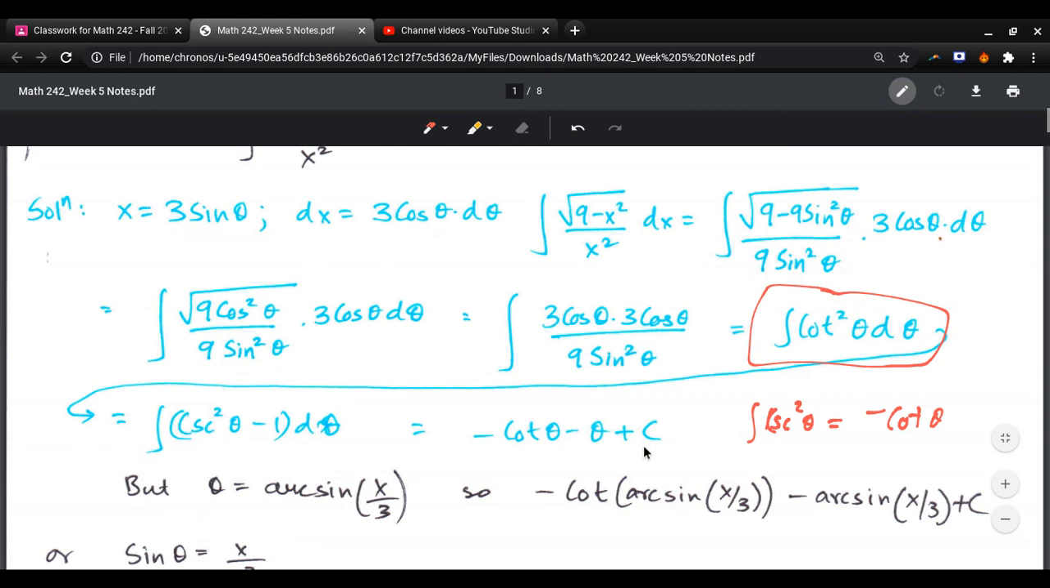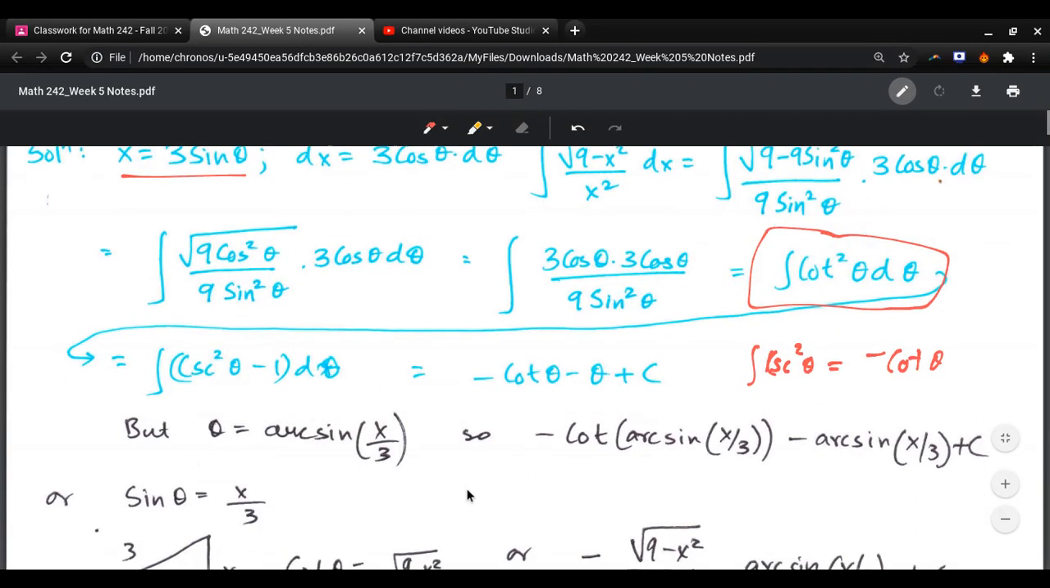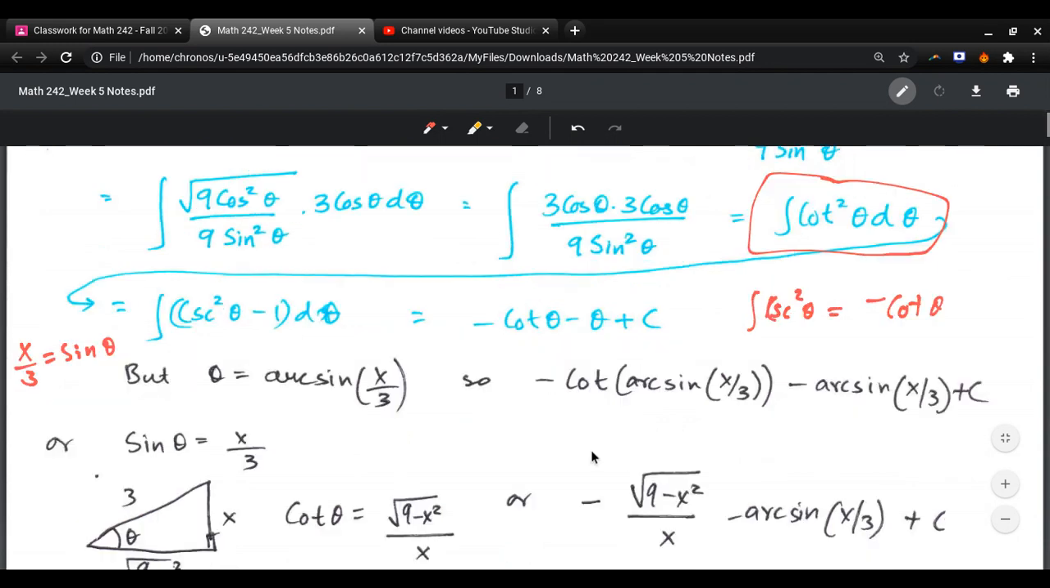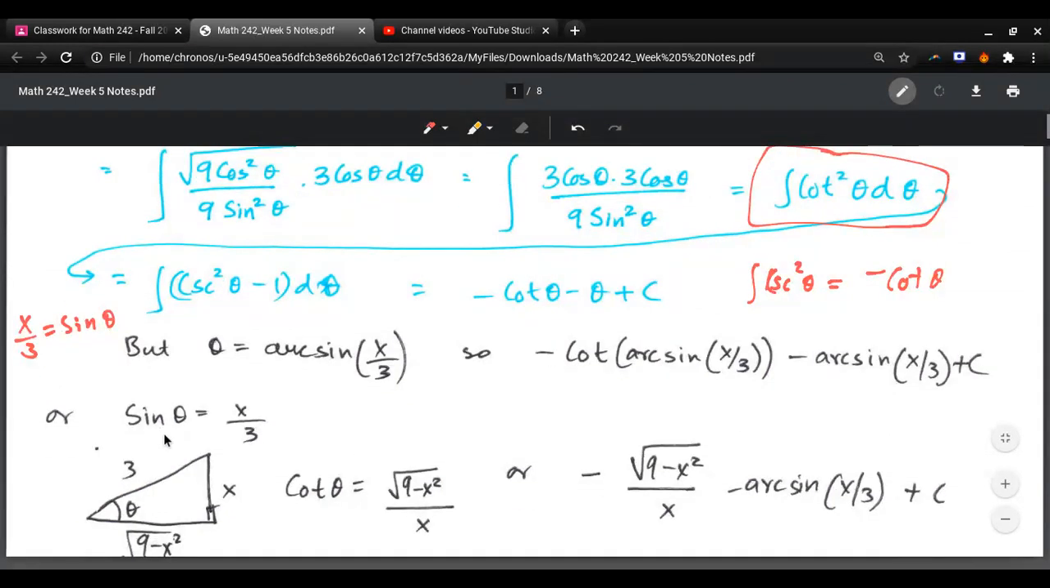And the integration of cosecant squared theta is negative cotangent theta, so the result is negative cotangent theta minus theta plus c. But we're not done yet because we had made a substitution, and the substitution was that x equals 3 sine theta, right? So if x over 3 equals sine theta, then theta equals arc sine x over 3. So you can write the result as negative cotangent of arc sine x over 3 minus arc sine x over 3 plus c.